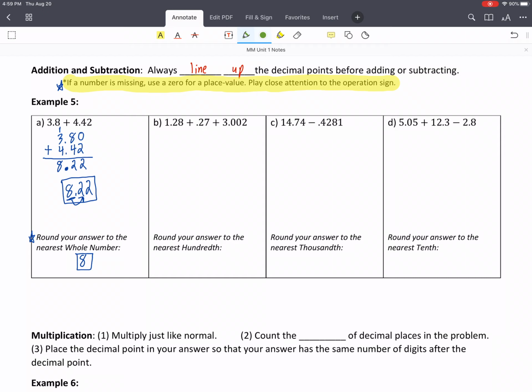Now we're doing subtraction. That's a big thing: make sure to pay attention to what sign we're doing. So now we take 14.74 and we subtract 4.281. Because we have to line them up, we have 2 missing values, so we have to put in zeros for those. And now we go ahead and do our subtraction.